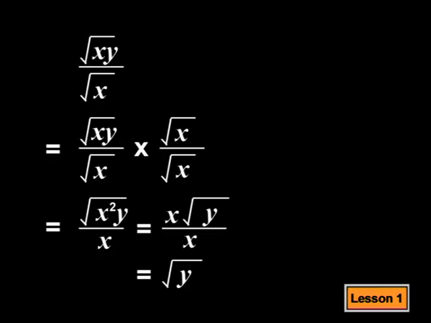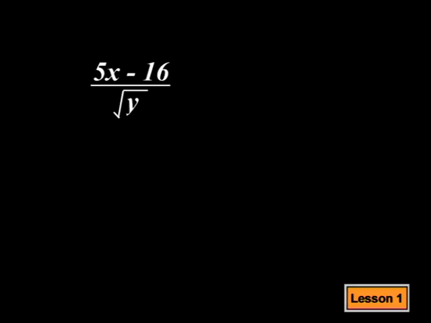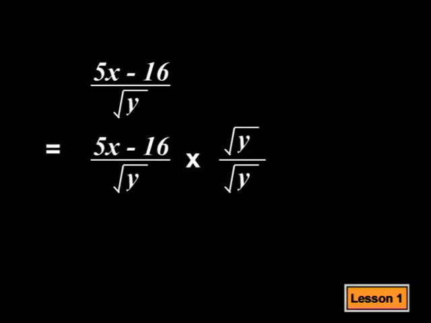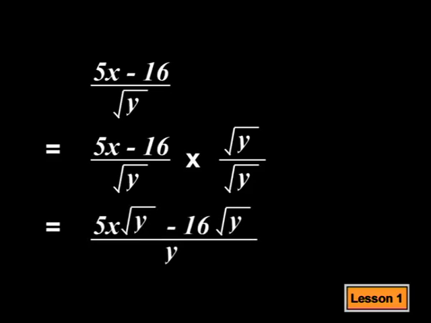I'm impressed. Now, can we try one that's a little bit more difficult? I'll give it a try. There's a root y in the denominator. This means that I need to multiply the whole fraction by root y over root y. In the numerator, I distribute the root y into both terms to get 5x root y minus 16 root y. In the denominator, root y times root y equals y, which is a rational number.